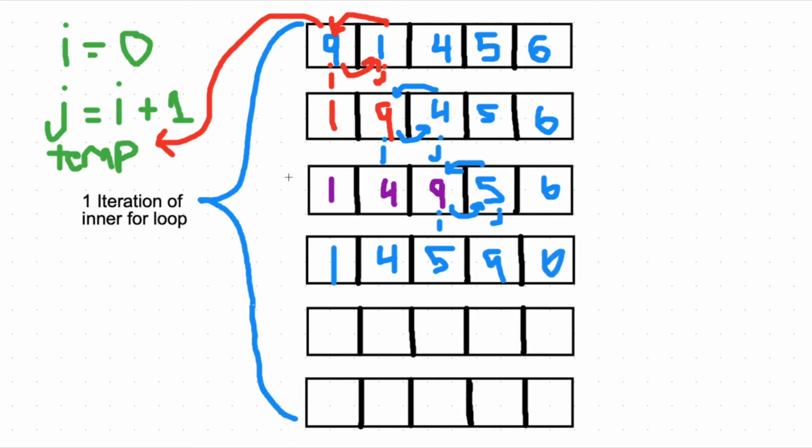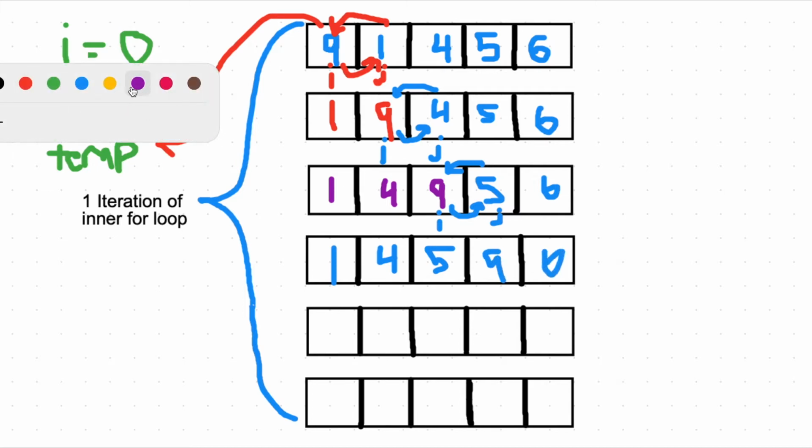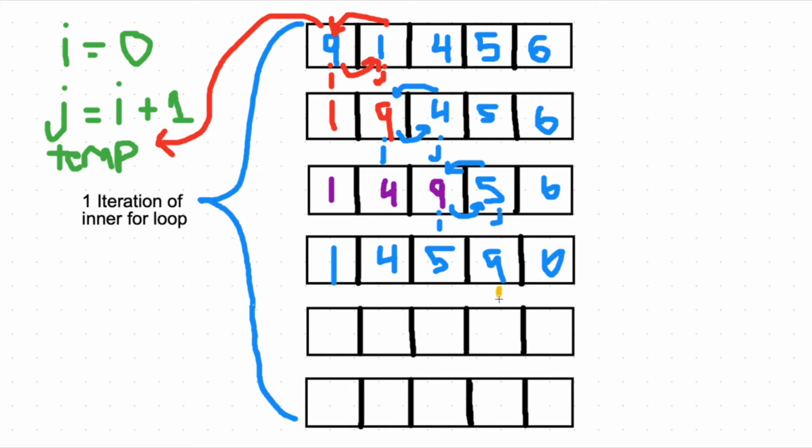Now we need to swap one more time. As we see, this is our new i, this is our j, and obviously 9 is greater than 6, so we swap j here, and then we swap the 9 over here, and now we get 1, 4, 5, 6, 9.